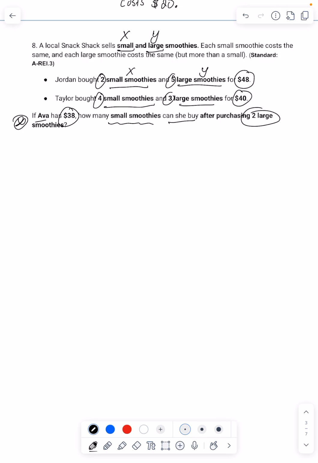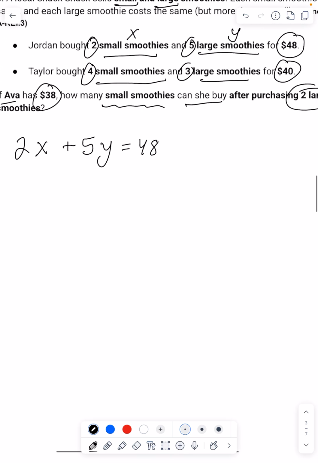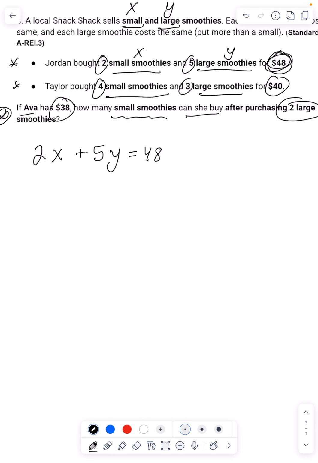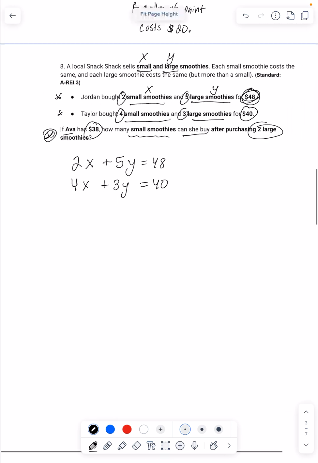So we're going to create an equation for both of these. The first one says Jordan bought two small smoothies, so 2x, but he also bought five large smoothies, so we're still using y, and that's equal to the $48 that he spent. The second situation says Taylor bought four small smoothies and three large smoothies for $40. So this is 4x plus 3y is equal to $40.